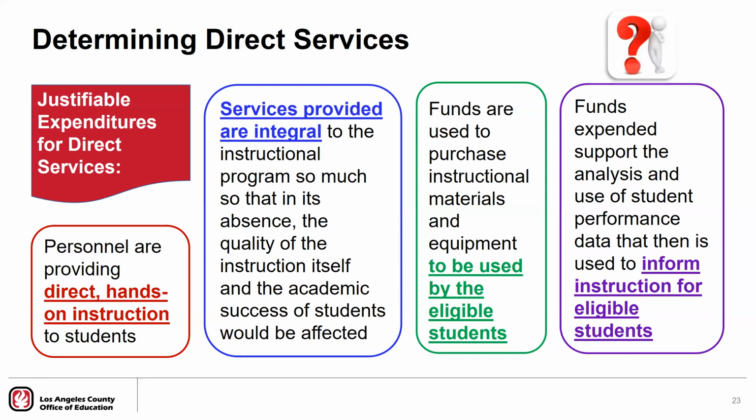3, the funds are used to purchase instructional materials and equipment to be used by eligible students. And 4, funds expended support the analysis and the use of student performance data that then is used to inform instruction for eligible students. If you can answer yes to these questions when trying to decipher whether a service is a direct service to students, then you can feel justified in your expenditures and decision.